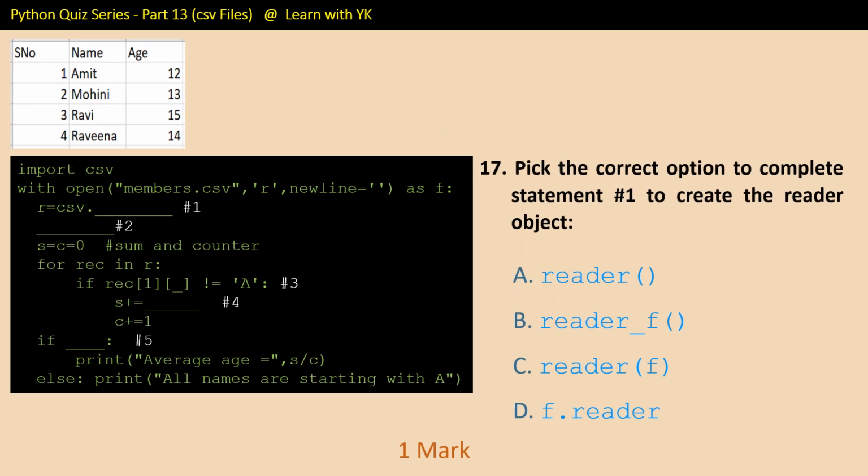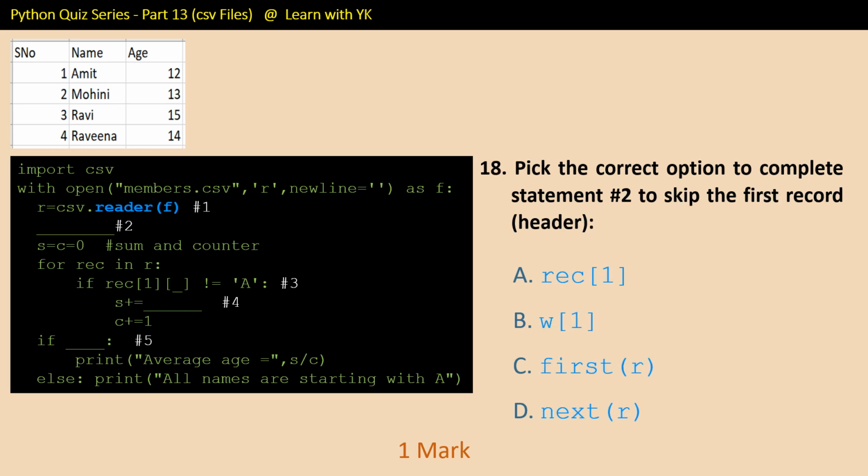Here is question number 17. Pick the correct option to complete the statement number 1 to create the reader object. Pick the correct statement from option A, B, C and D. And the correct answer is option C. Question number 18. Pick the correct option to complete statement number 2 to skip the first record. First record is the header, serial number, name and age. We want to skip it. So which of the given statements will skip the first record? Choose the correct option from A, B, C and D. And the correct option is option D.